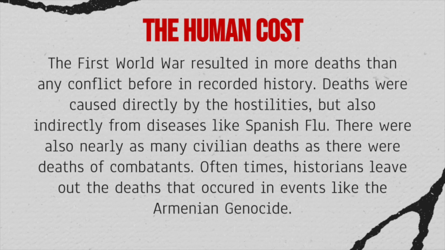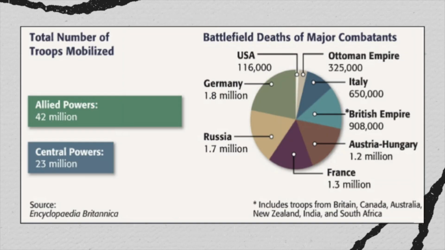The human cost. The First World War resulted in more deaths than any conflict before in recorded history. Deaths were caused directly by the hostilities, but also indirectly from diseases like Spanish flu. There were also nearly as many civilian deaths as there were deaths of combatants. Oftentimes, historians leave out the deaths that occurred in events like the Armenian genocide, the total number of troops mobilized, and battlefield deaths of major combatants.